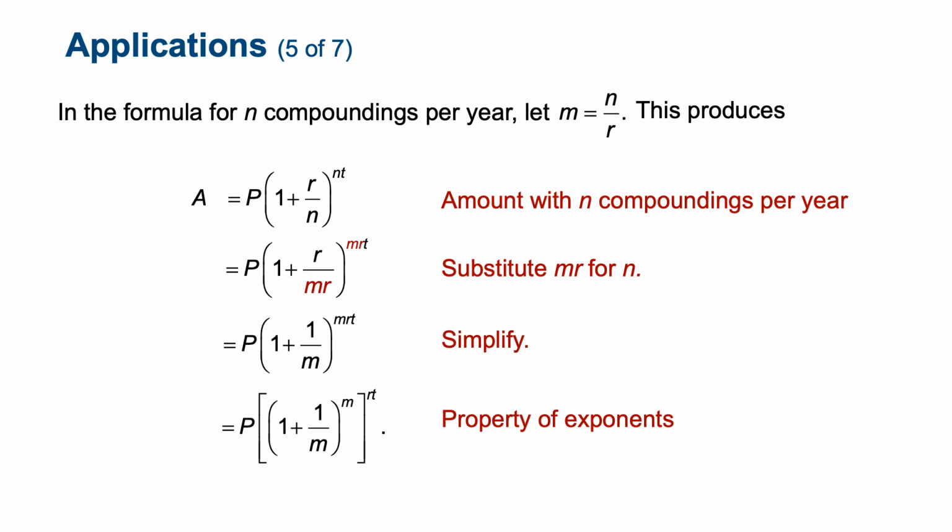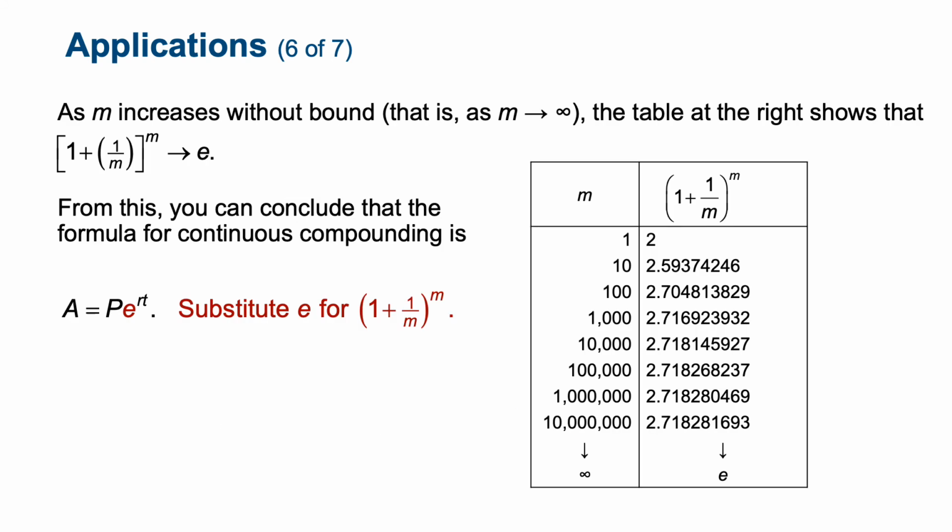So let's say, for example, we want to let m equal n over r in the formula for n compoundings per year. If m is equal to n over r, then we can rewrite n as rm, or mr. So we just replaced it, and we simplified the function to look like this. The reason we're doing this is because we want to show you how e comes into play. You don't have to overthink it. If I keep plugging in values of m, notice what happens to this special quantity, 1 plus 1 over m, to the power m.